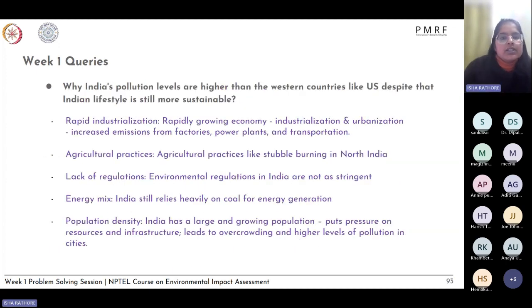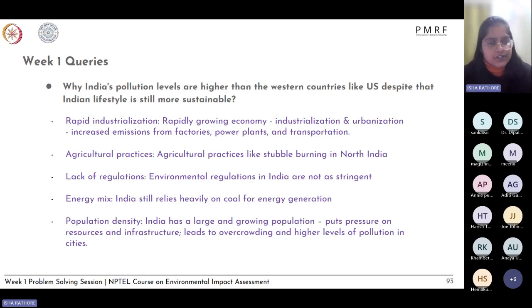Okay, moving on. "Why are India's pollution levels higher than Western countries like the US, even though the Indian lifestyle is still more sustainable?" So we have rapid industrialization. As you know, India is a developing country, so we are rapidly growing in our industrial sectors as well as in our economic and urbanization measures. So we have increased emissions because of factories, power plants, and transportation sectors, which are still sort of unregulated, and new regulations and policies are being developed.